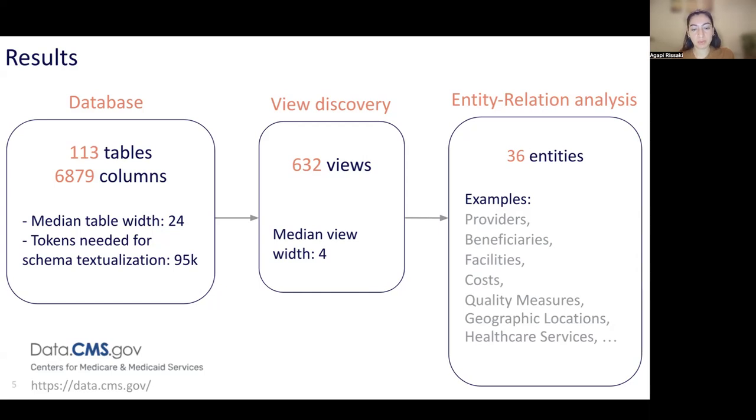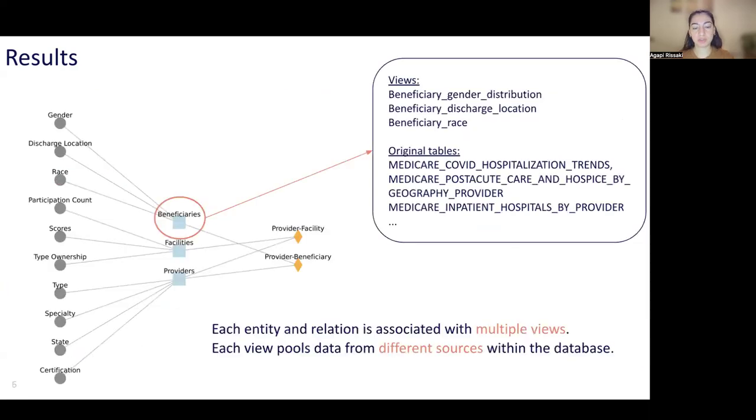Applying our framework, we produced around 600 views with a median width of 4 columns each. A further ER analysis of our views reveals a set of 36 discovered entities and their relations. Let's see a small snippet of the ER model, which shows a few discovered entities together with their properties and relations. Each entity and relation is associated with multiple views, and each view may pull data from multiple tables in the original database.